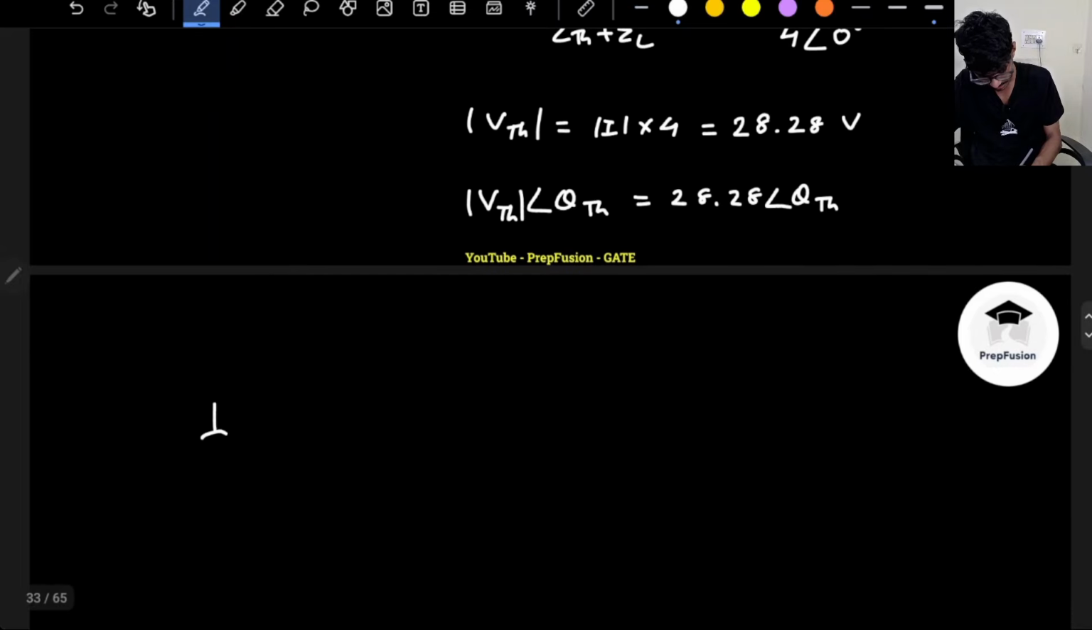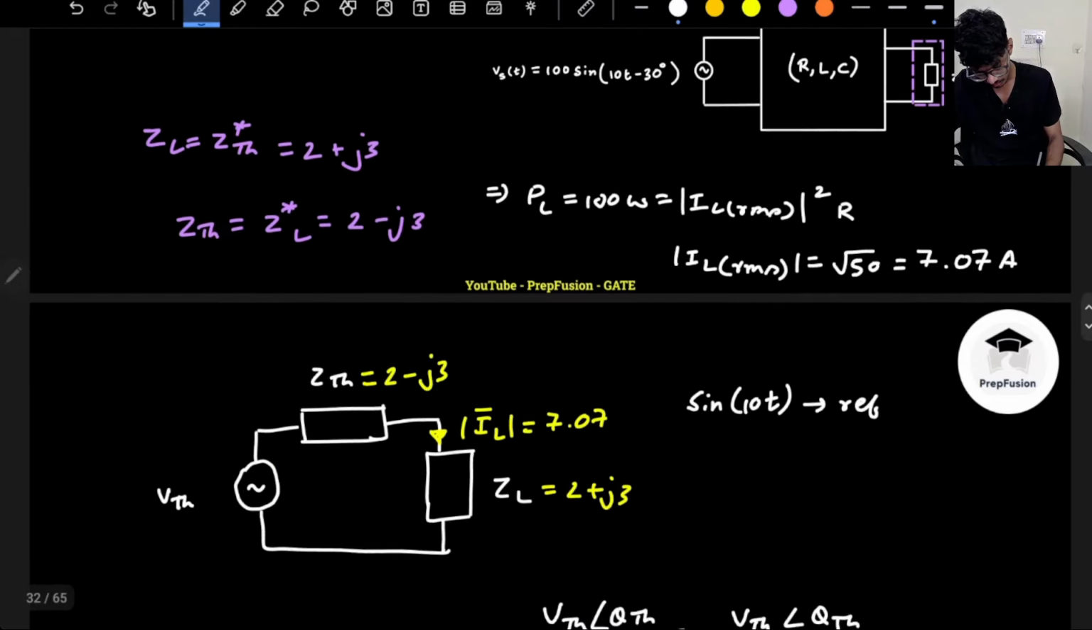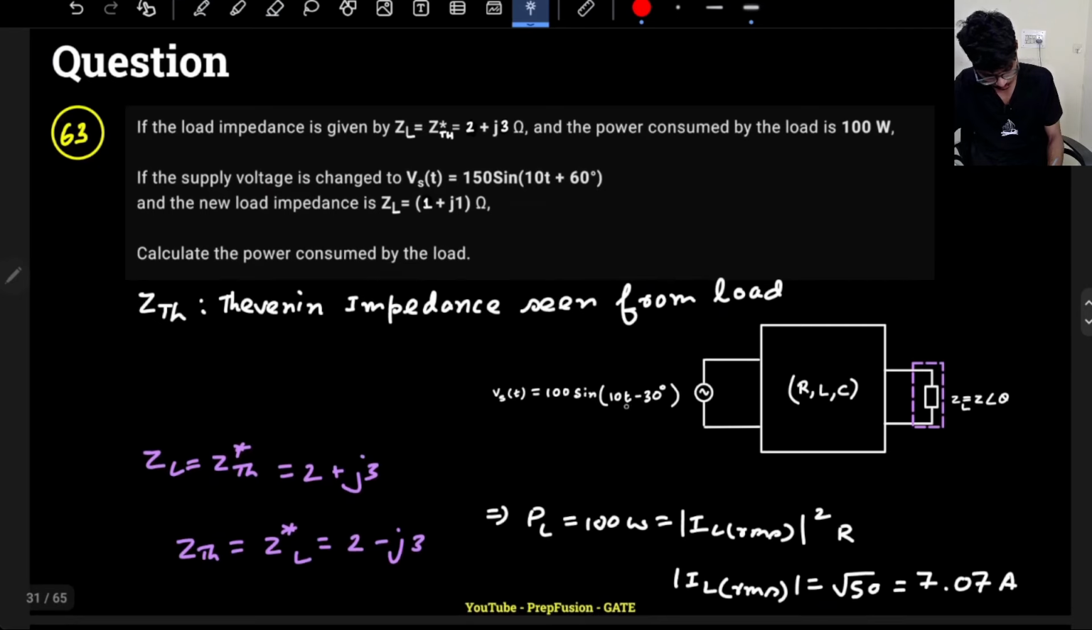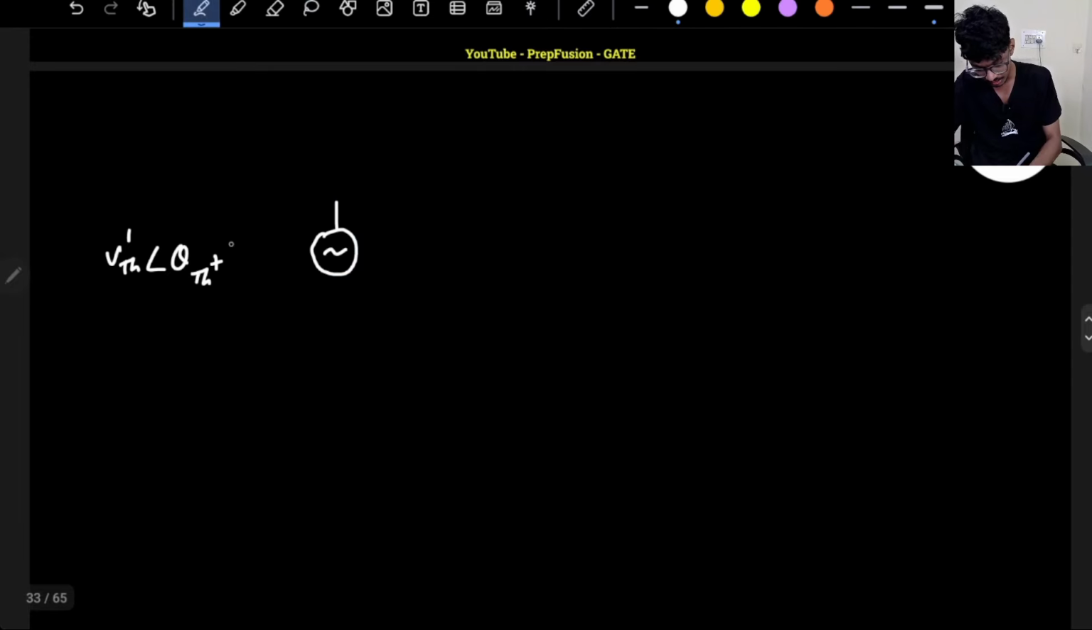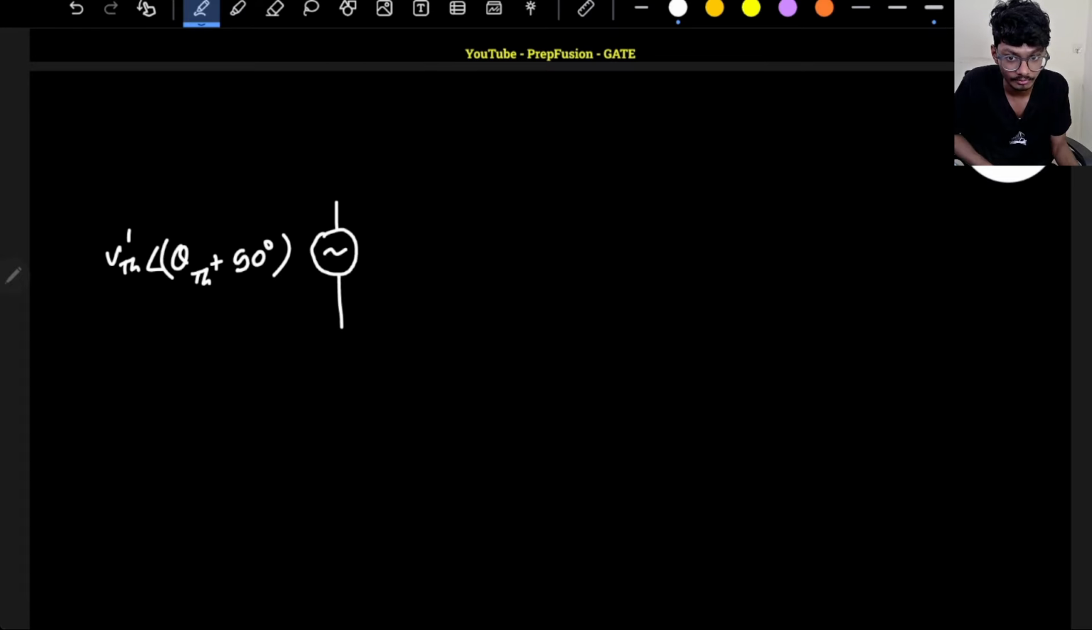The new circuit will be like this: VTH dash, angle of theta TH plus, of course, the phase difference. Previously it was minus 30, now it is plus 60, so I have added 90 degrees. So here also the phase will be shifted by 90 degrees, but it does not matter, because I am concerned about magnitude, not the angle, because I have to calculate the power. I am only concerned about the power.